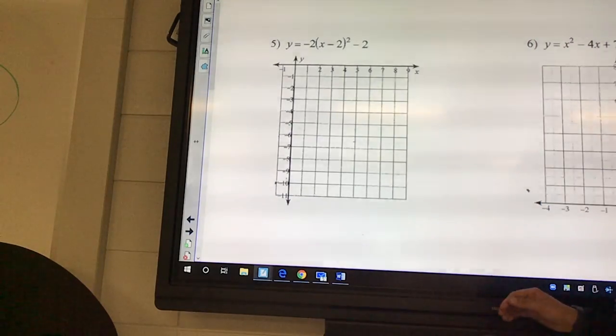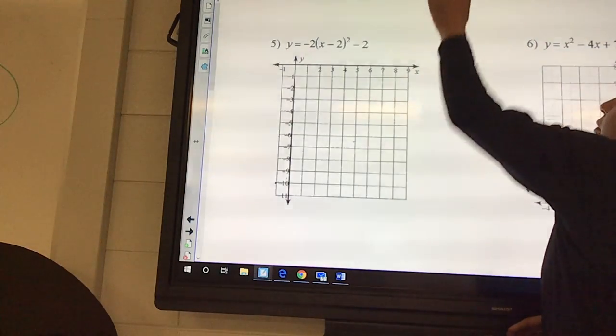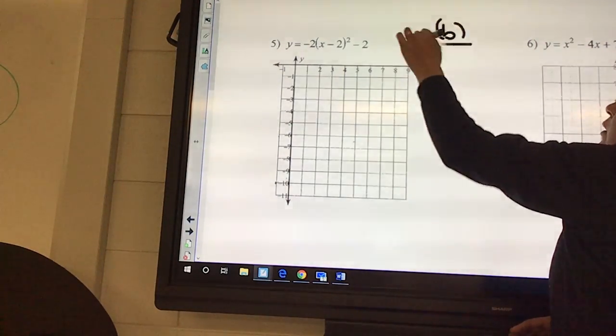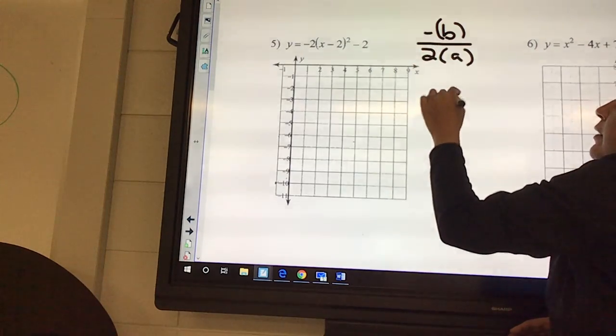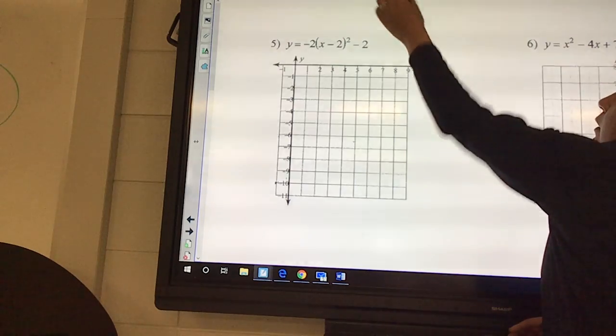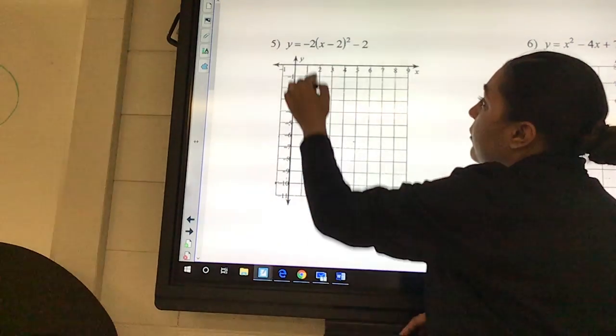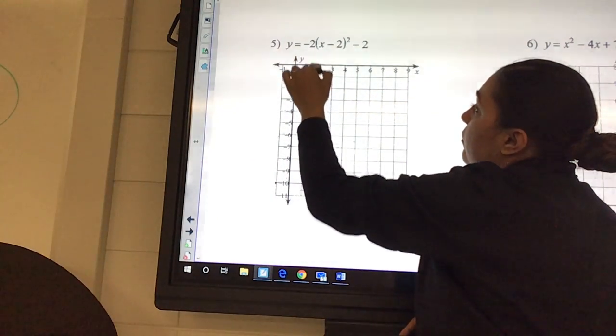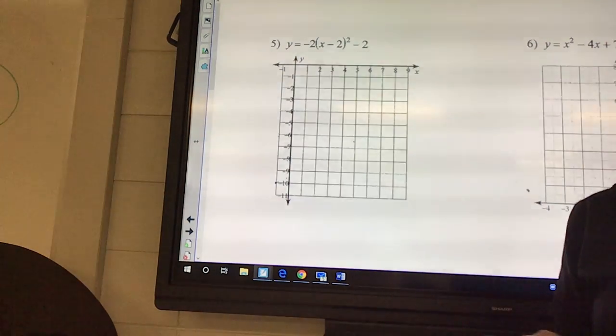So, you got negative b over 2 times our a, so it should be, oh, never mind, this is in vertex form. So for vertex form, we can plot our vertex. Actually, I'm gonna have to pause this, I'm sorry.